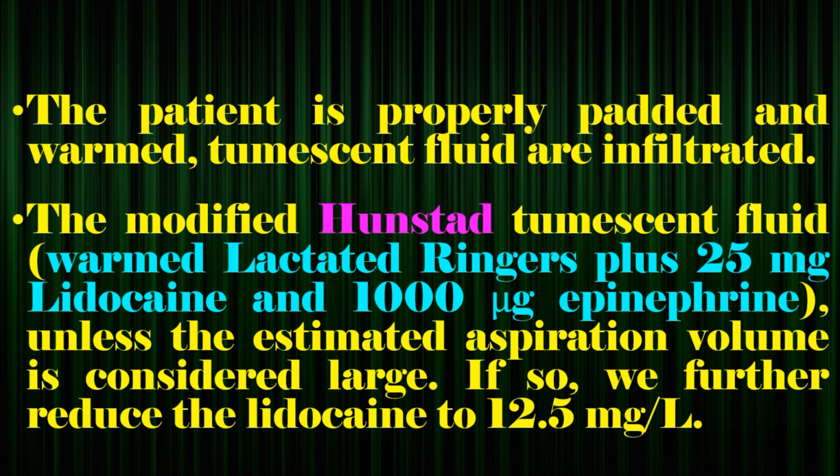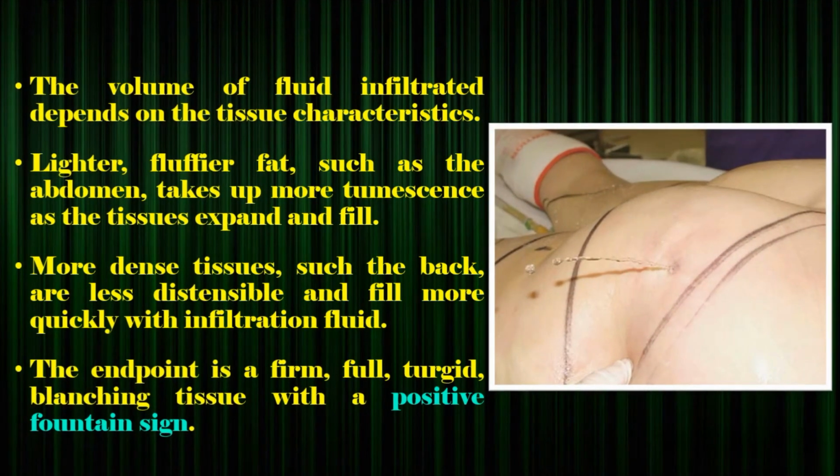The modified Hunstad tumescent fluid is warmed lactated Ringer's plus 25 mg lidocaine and 1000 μg epinephrine, unless the estimated aspiration volume is considered large. If so, we further reduce the lidocaine to 12.5 mg per liter. The volume of fluid infiltrated depends on the tissue characteristics.